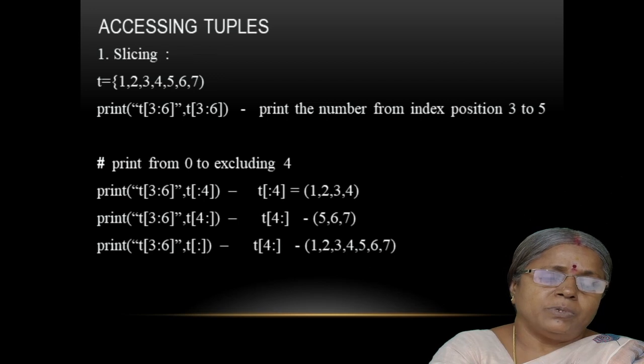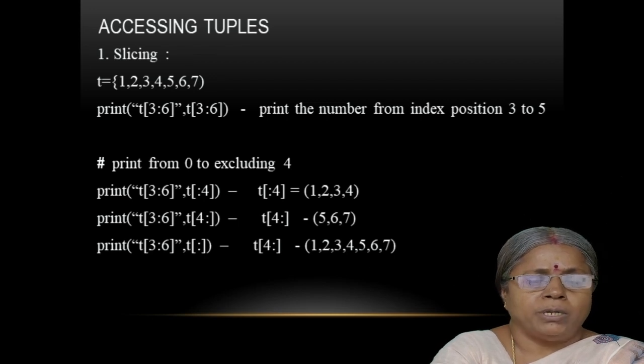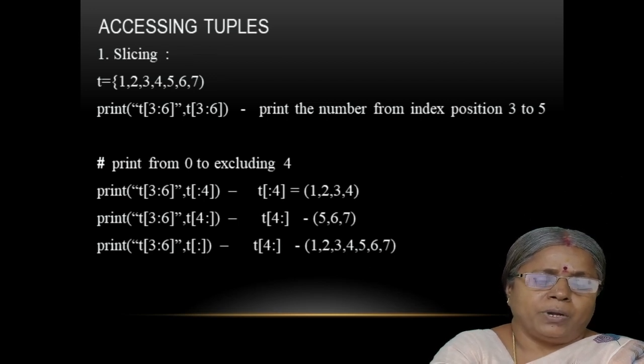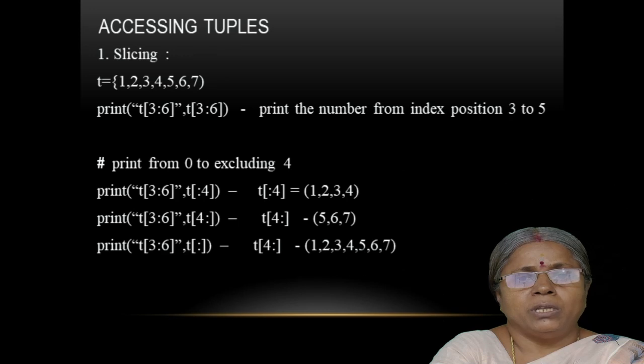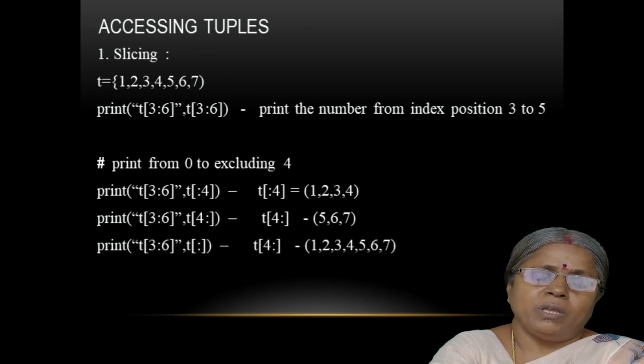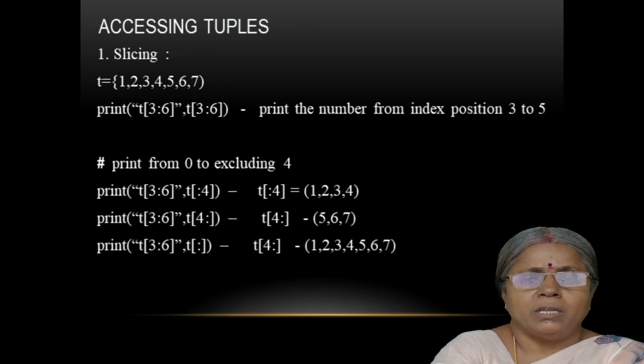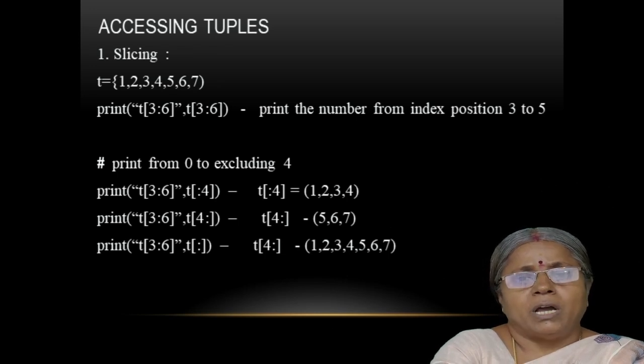ignorable. Suppose I want to print from the 4th position to the ending position, I can use the method print t within square brackets [4:]. We may specify the starting position and ignore the ending position, or we may ignore the starting position and specify the ending position. If we ignore the starting position, it will automatically print the data from the 0th index. If we ignore the ending position, it will print the data from the specified starting position to the end of the tuple.